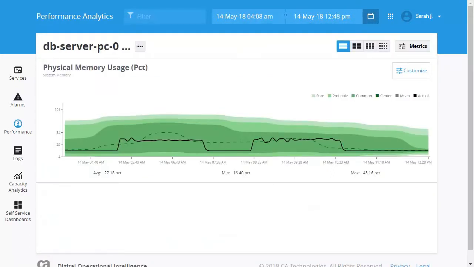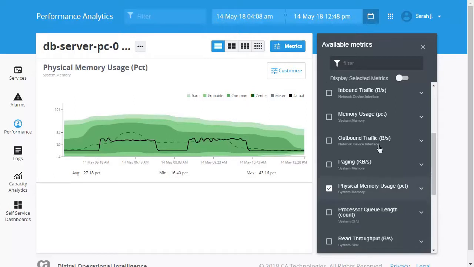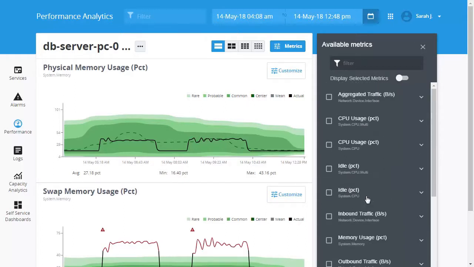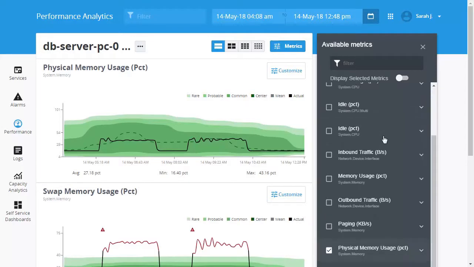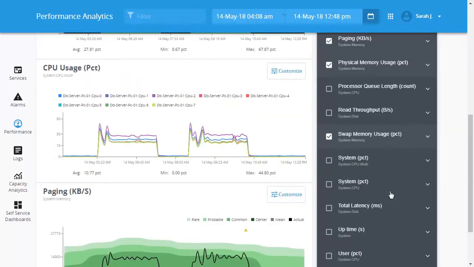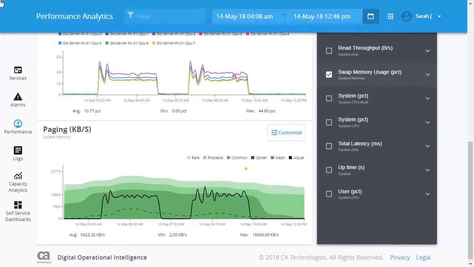Sarah sees the physical memory use for the DB server PC01. Sarah will now add more metrics to the chart so she can get a better understanding of what is happening on the database server. Sarah selects swap memory usage, CPU usage, Paging. And user.